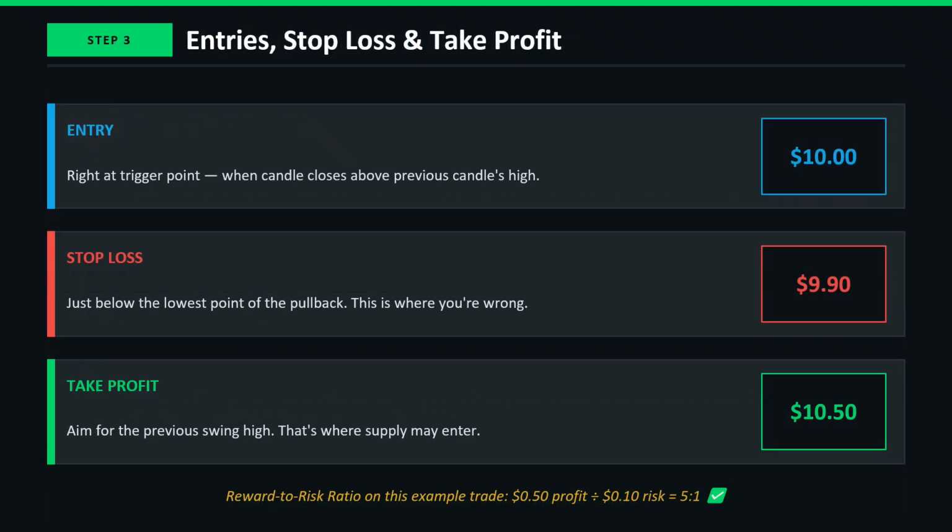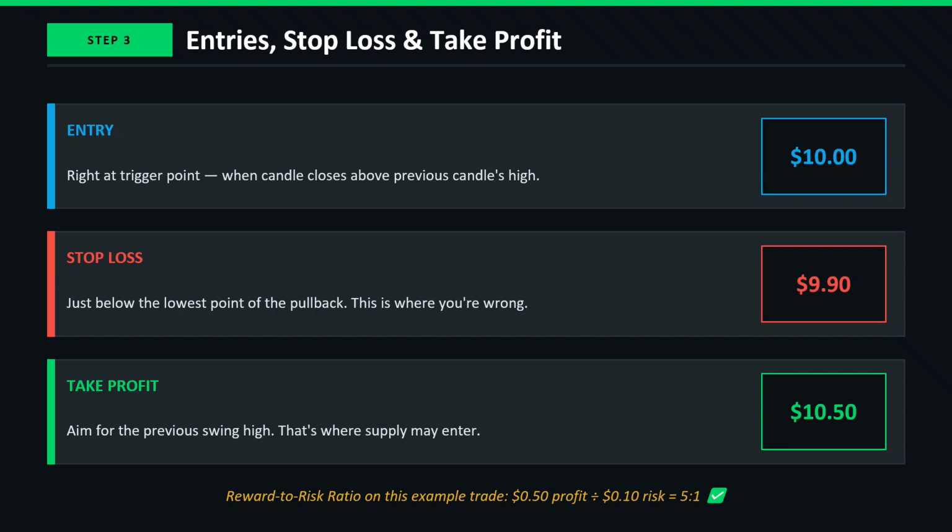Let's put real numbers to this so it becomes crystal clear. Let's say our entry price is at $10. This is the trigger point, right when the candle closes above the previous candle's high. Where do we put our stop loss? We put it just below the lowest point of the pullback. In this example, that's at $9.90. This is our invalidation point. If the price breaks below $9.90, our reason for being in the trade is gone.